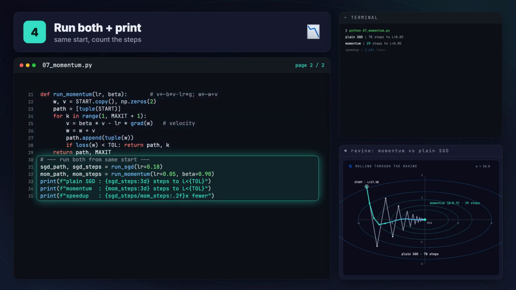The bookkeeping and the print. We store each path as a list of (W1, W2) points for the figure, and we record the step count at the moment each crosses threshold. The headline line, momentum reached loss 0.05 in 29 steps, plain SGD took 78, is just those two integers. Everything the figure draws comes out of these two path arrays, nothing is hand placed.